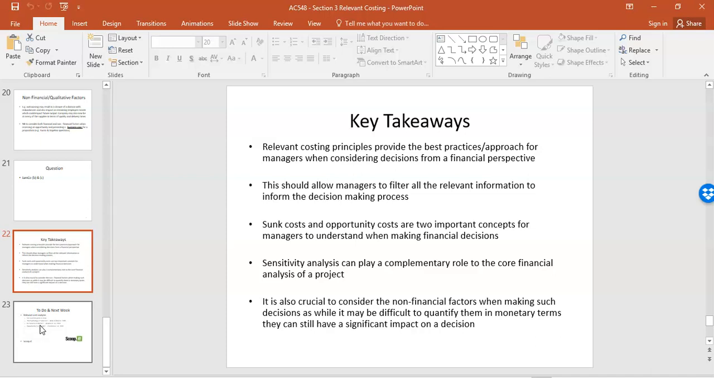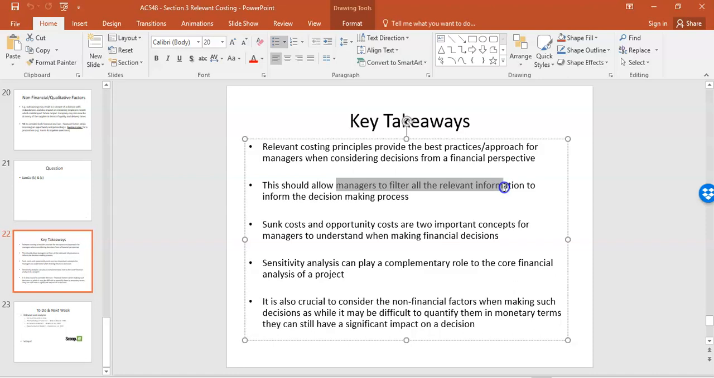So closing a store, special order product, outsourcing a product. And we're trying to figure out how managers filter all the relevant information. What is a relevant cost? What is irrelevant? And two particular ones we looked at were sunk costs, which are often included and they shouldn't, and opportunity costs, which are often excluded when they shouldn't. So go back and have a look at those.